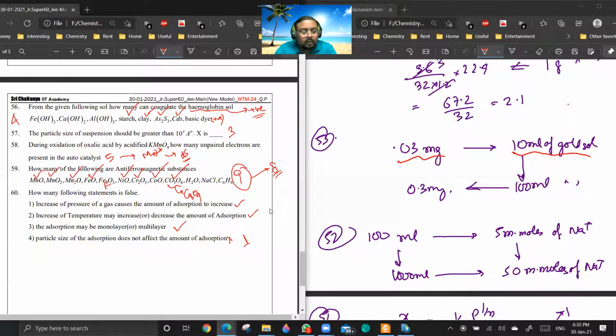Sir, is there any trick to identify these? No, there is no trick to identify this. It is a fact-based thing. Okay, so oxides of manganese are antiferromagnetic, that I have given in the notes. Apart from that, you have to add FeO, NiO, Cr2O3, cobalt oxide, and cobalt tetroxide. Okay, just write it down.